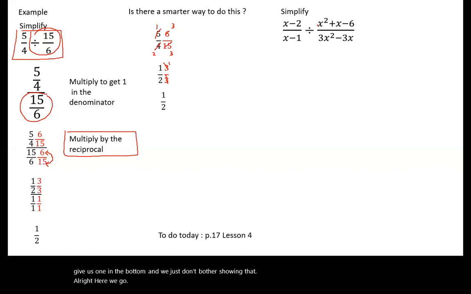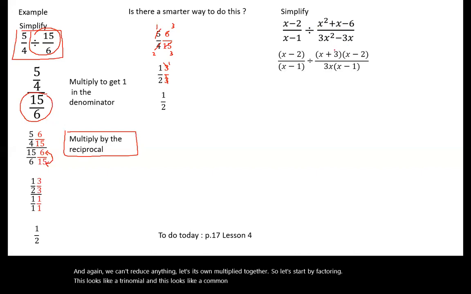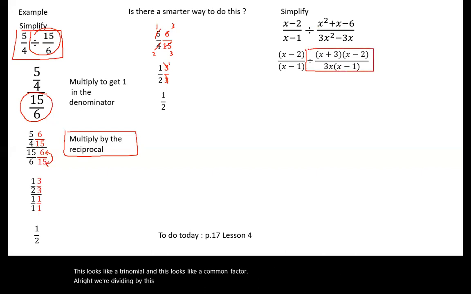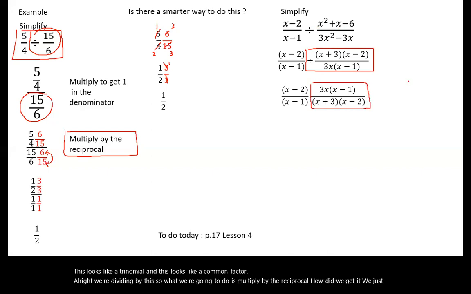And again, we can't reduce anything unless it's all multiplied together. So let's start by factoring. This looks like a trinomial, and this looks like a common factor. All right, we're dividing by this. So what we're going to do is multiply by the reciprocal. How did we get it? We just turned the fraction on its head.